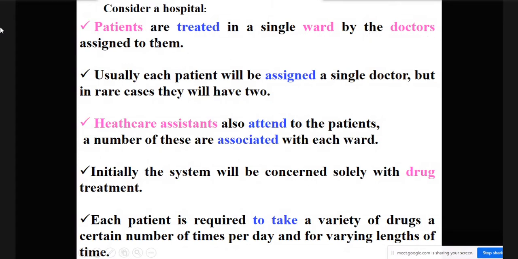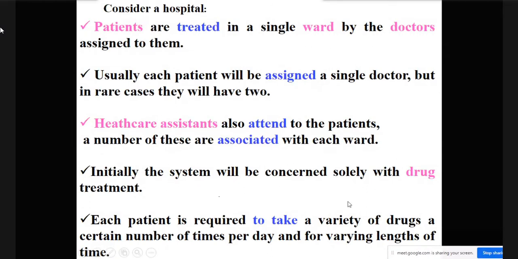By the doctors assigned to them. Usually each patient will be assigned a single doctor, but in rare cases they will have two. So a doctor can be assigned as one or two. Healthcare assistants, you can also use the word nurses, also attend to the patients. A number of these are associated with each ward. Every ward will have more than one nurse.